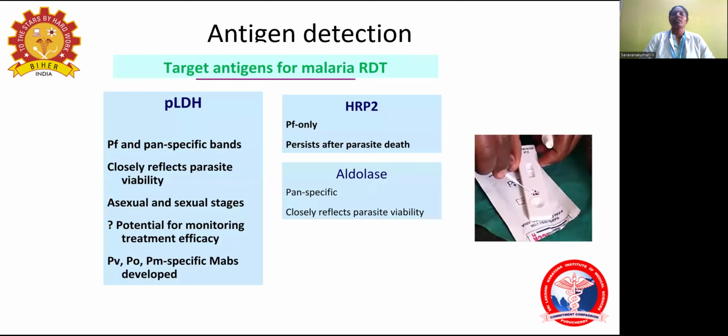And next is antigen detection. Commercial kits are available. Once you place the serum or plasma, you can see the control, and if the test is also positive, then you can go for the diagnosis of malaria. These kits detect either Plasmodium lactate dehydrogenase, histidine-rich protein, or aldolase. So these three substances are used for the detection of the malarial parasite by the rapid kit method.